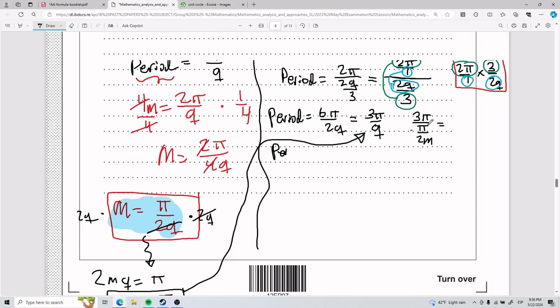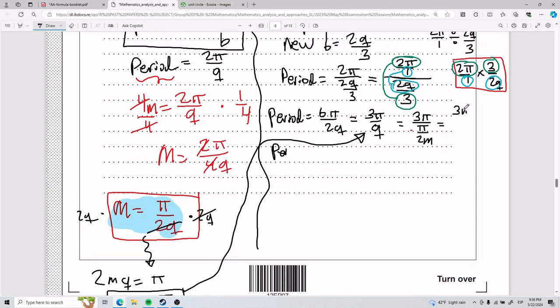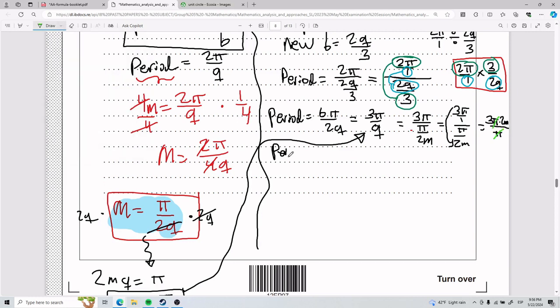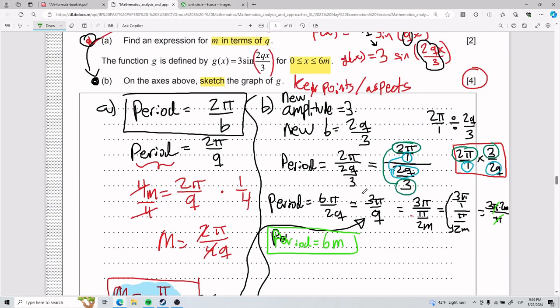And here I do the big fraction tip, so 3 pi divided by 1 divided by pi divided by 2m. I do the extremes multiplying each other, so it's 3 pi times 2m divided by 1 times pi, so just pi. Now, because it's all being multiplied, this goes away with this, and the period finally becomes something more readable. Period has to equal 6m. Okay, so your period is 6m, and this already gives you a whole point, okay?